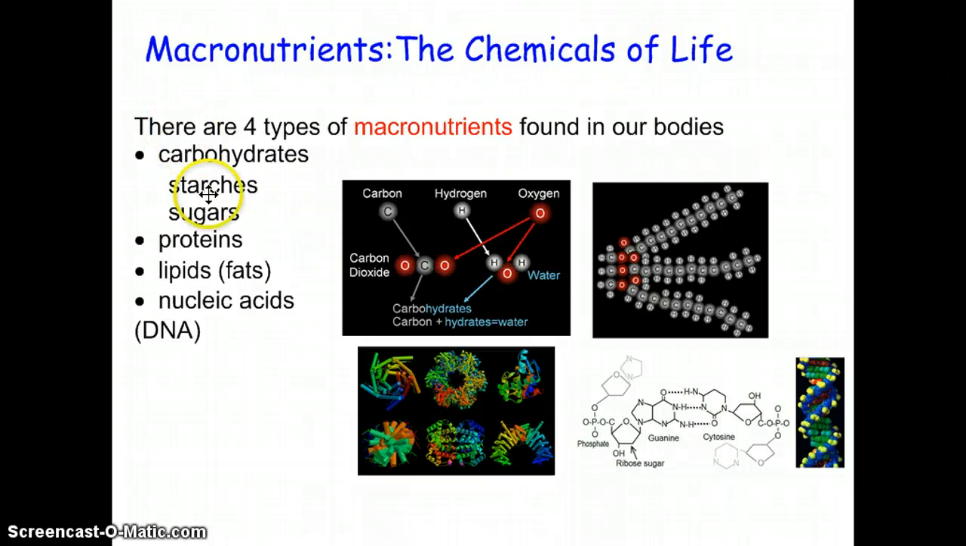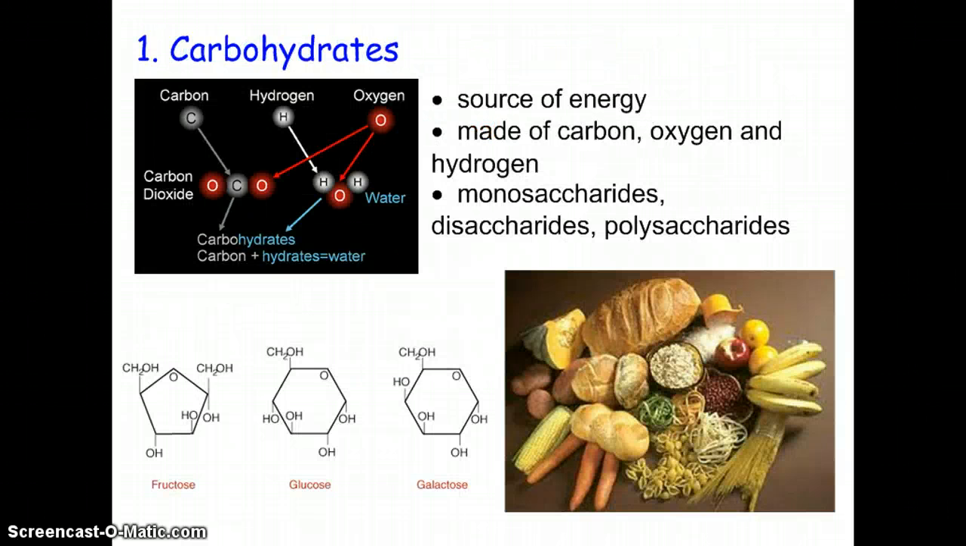So you'll probably see this in the future in a short response question. It'll ask you what are the 4 types of macronutrients and explain what they are. So those 4 bullets are the 4 macronutrients. Carbohydrates is 1, proteins is the 2nd, lipids is the 3rd, and nucleic acids is the 4th. The first one that we're going to talk about in this lesson is exclusively carbohydrates.